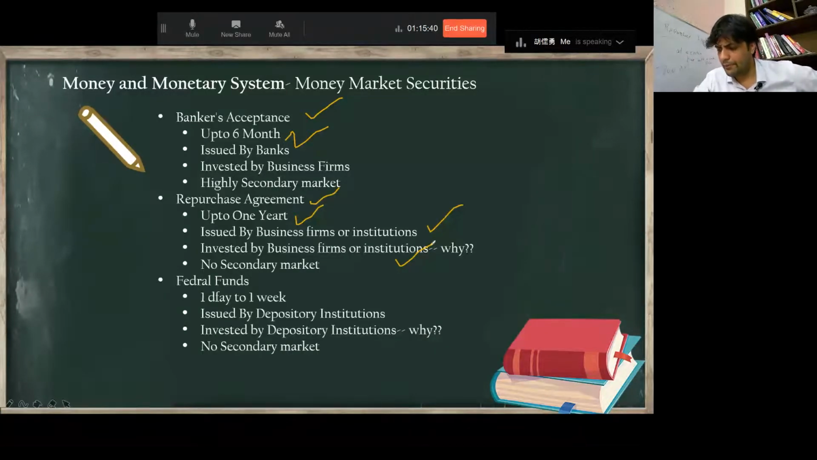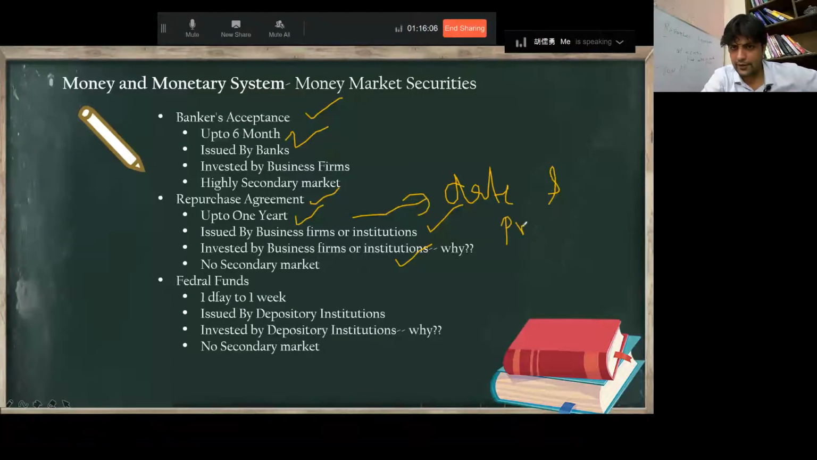The repurchase agreement, whose maturity is up to 1 year, is mostly issued and invested in by business firms, but also financial institutions. Though it's a short-term security, the repurchase can only be done on a specific date and price. Within the 1 year, you need to define the date exactly, and the price on that date. So that's the main difference of the repurchase agreement: the maturity date is specified.